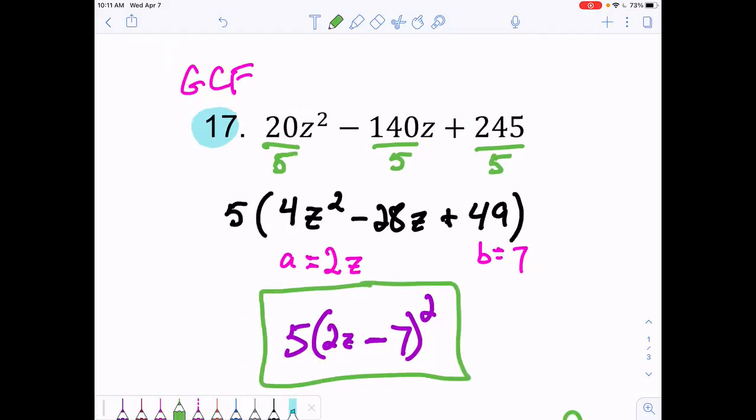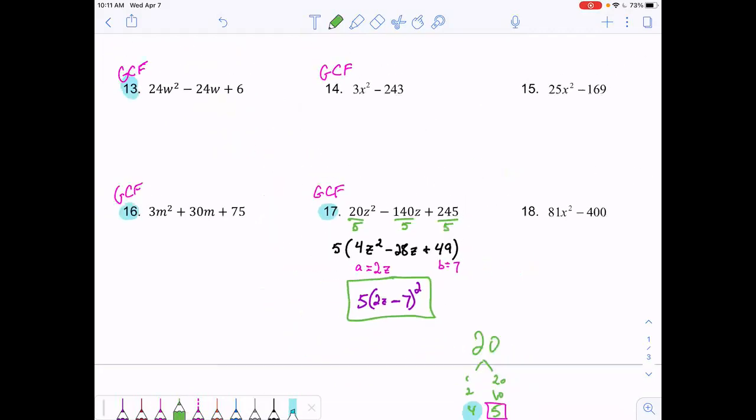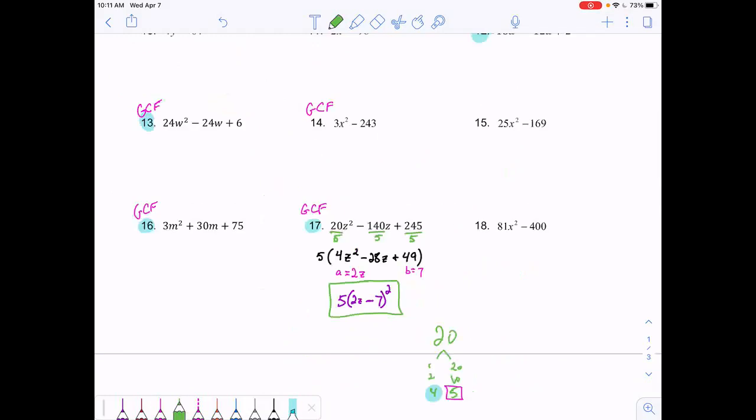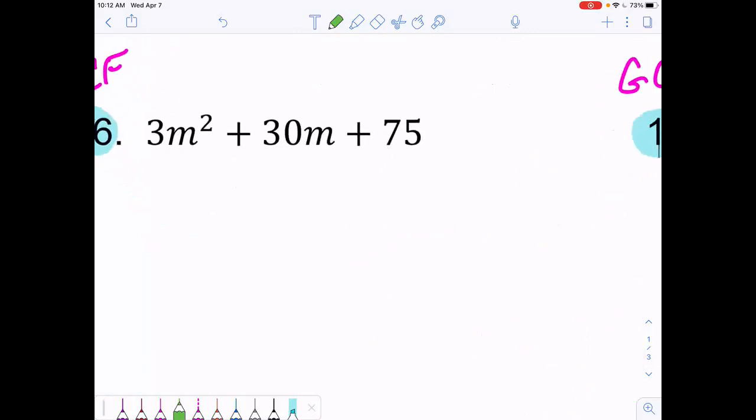So great problem to pick, Bill. Anya, 10 through 18, why don't you pick another one for us to do together? Can we do 16? Yeah, of course. So 16 is also going to have a GCF, and it's the new method we did. Anya, what is the GCF going to be of 3, 30, and 75? 3. Yeah, so this one's a little bit easier than 17 we looked at. It's pretty straightforward, just a 3. Anya, what's left when you take a 3 out?